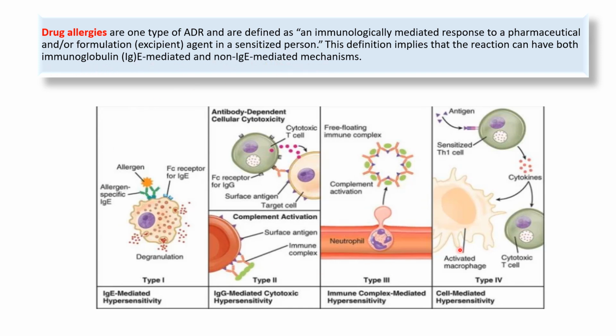Okay, these are the four types of hypersensitivity reactions. Type 1, which is IgE mediated hypersensitivity. Type 2, IgG mediated, also known as cytotoxic hypersensitivity. Then type 3 is mainly immune complex mediated, and type 4 is delayed or cell mediated hypersensitivity reaction.